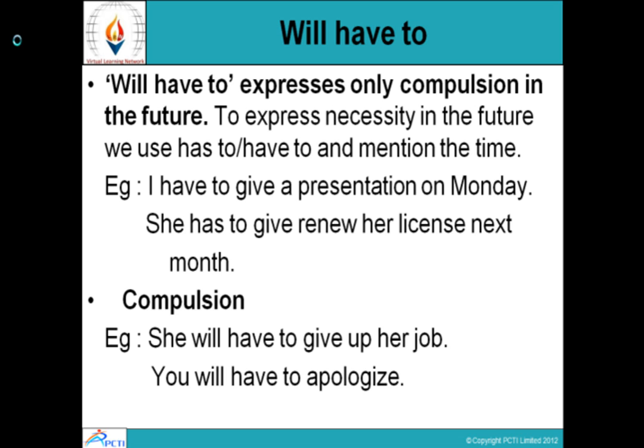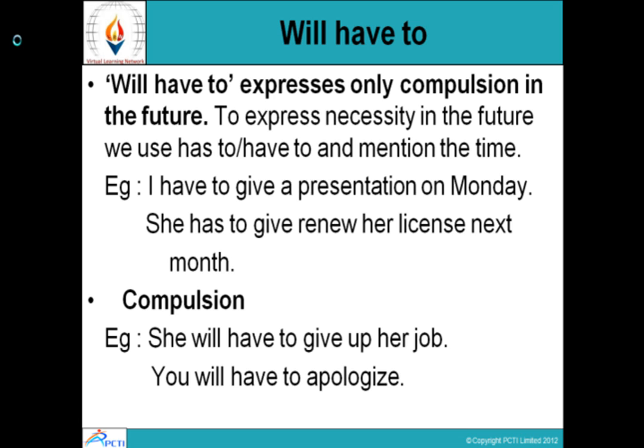Will have to expresses only compulsion in the future, not the necessity. Remember, only if there is a compulsion to do something in the future, we use this structure will have to. But if there's a need to do something in the future, we use has to, have to. Only thing we mention the time, which indicates that this action is going to happen in the future. So, to express necessity in the future, we use has to, have to. That is present tense. And we mention the time with it. But to express a compulsion in the future, we use will have to.